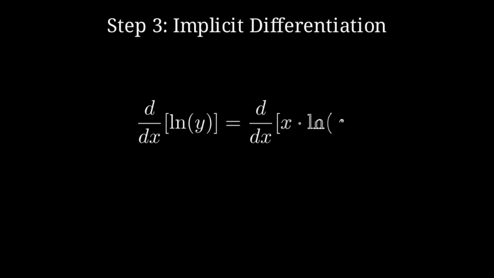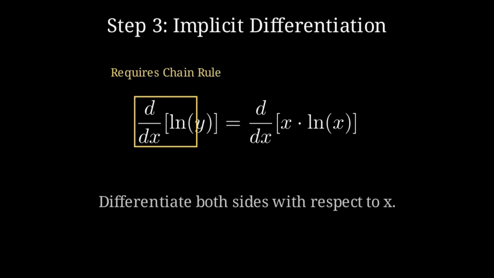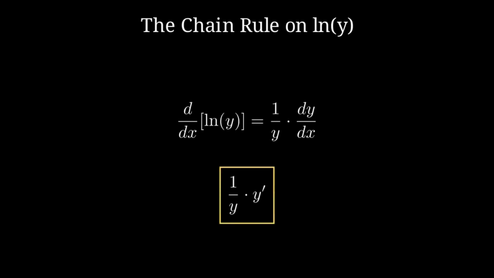Next, we differentiate both sides with respect to x. Because y is a function of x, we must use implicit differentiation on the left side. This means we treat y as an inner function within the natural log. The derivative of ln u is 1/u times u prime. Therefore, the derivative of ln y with respect to x becomes 1 over y, multiplied by the derivative of y with respect to x, which we write as dy/dx.